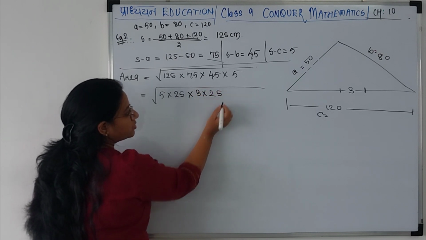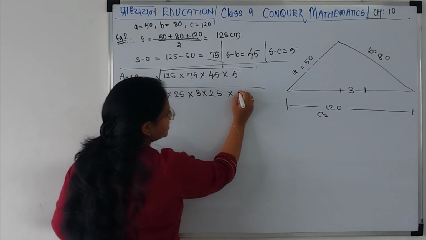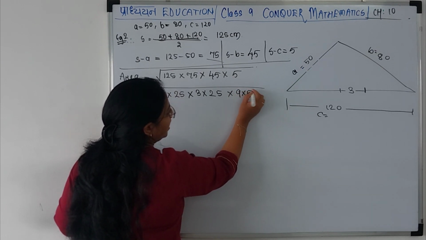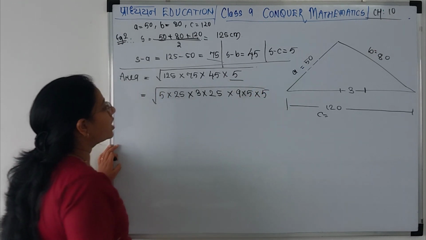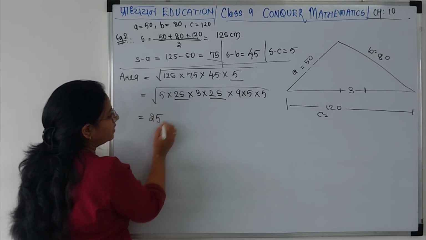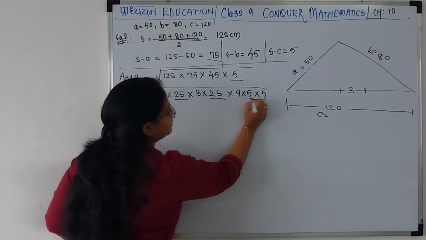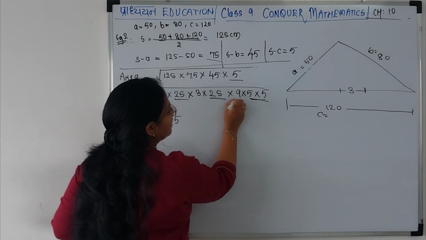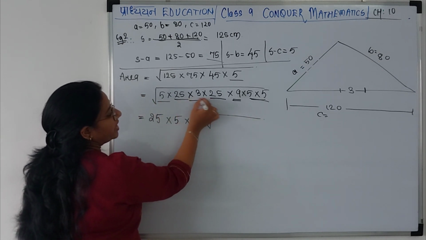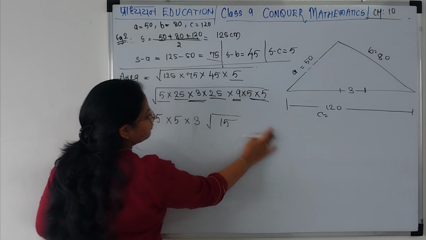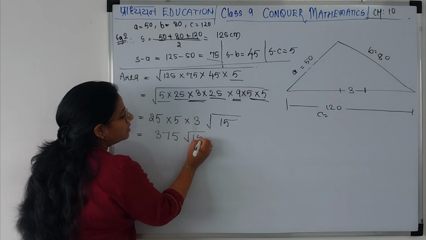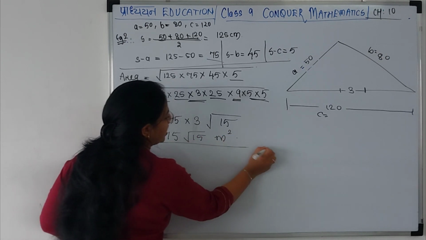75 can be written as 3 into 25 and 45 can be written as 9 into 5, and the remaining 5. Okay. Now look out for the squares here first. 25, 25, so 125 comes out. Then we have two 5s, so one 5 also comes out. We have a 9, so 3 comes out. What remains inside? This one 5 and this one 3, so inside only 15 remains. So now we have 375 root 15 meters square. This is the area that she has to plant.